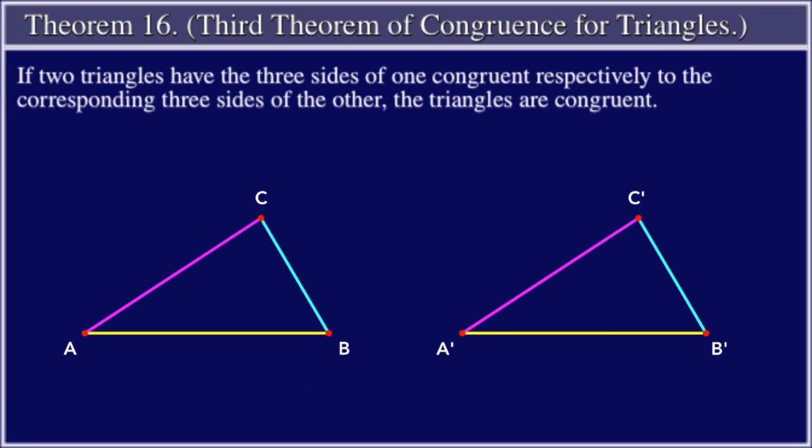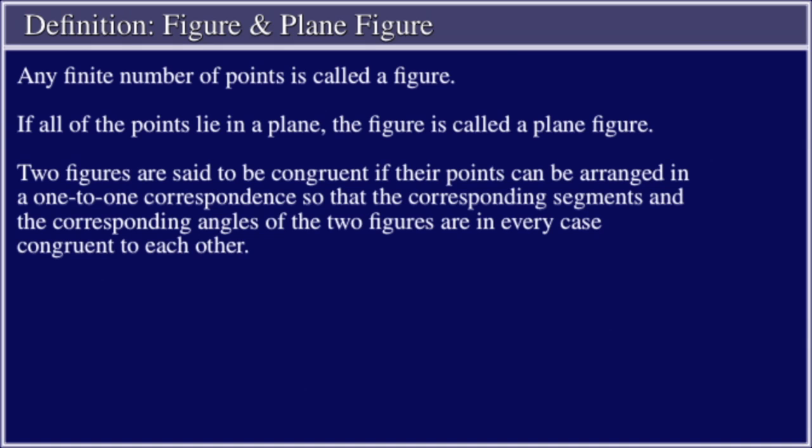Theorem 16. Third theorem of congruence for triangles. If two triangles have the three sides of one congruent respectively to the corresponding three sides of the other, the triangles are congruent. Any finite number of points is called a figure. If all of the points lie in a plane, the figure is called a plane figure.